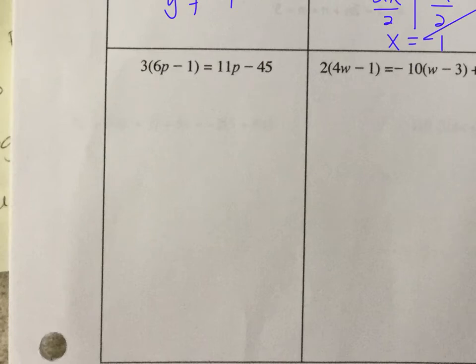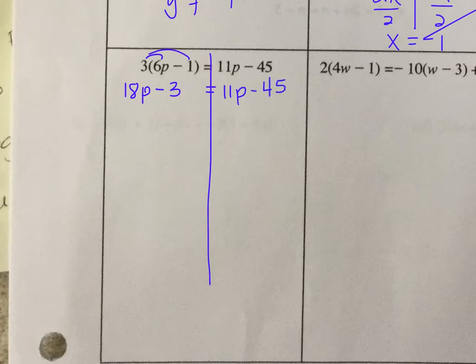Okay, now it's getting a little tougher. I do have some things to distribute on the left side. This 3. 3 times 6 is 18p. 3 times negative 1 is minus 3. I'm just going to copy that 11p minus 45 down. So I distributed. There's nothing to combine on either side. So I'm going to go ahead and move that 11p over. Minus 11p. 18 minus 11 is 7p minus 3 equals negative 45.